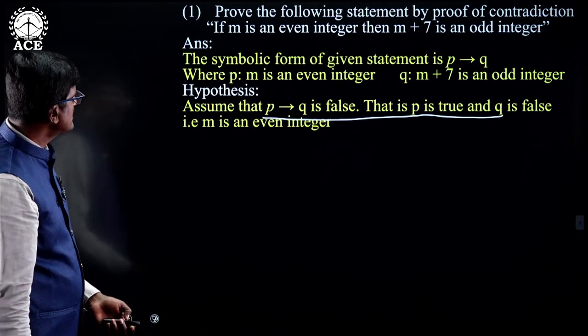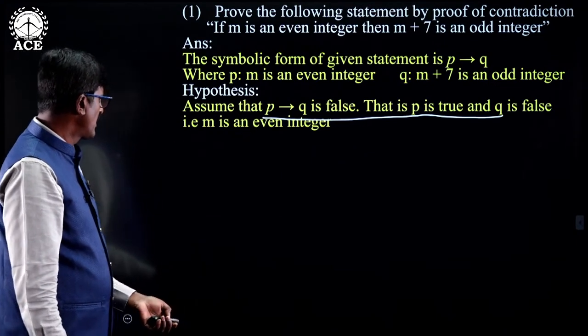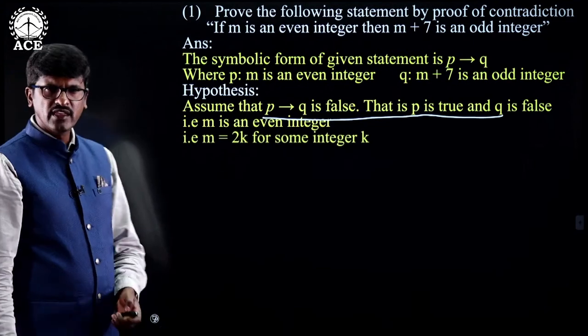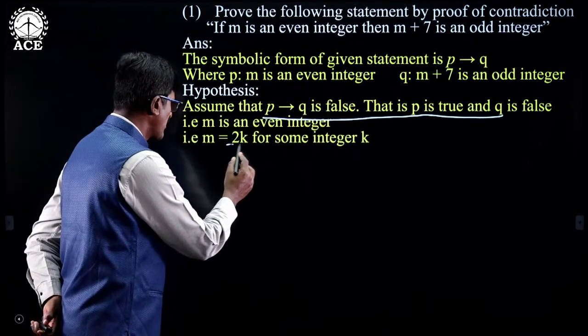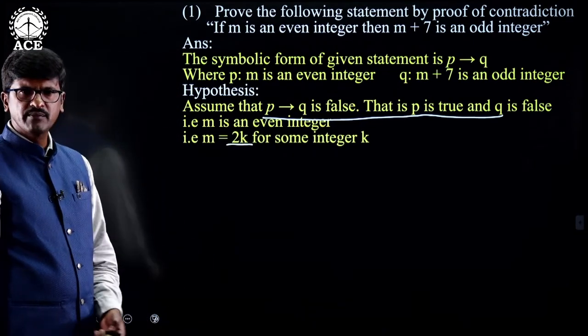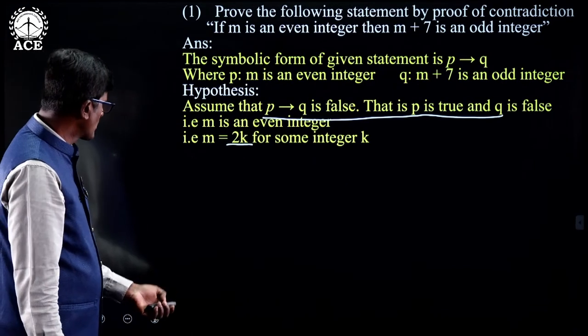So P is true means M is an even integer. M is an even integer means every even integer can be written in the form of 2k. So M is equal to 2k.